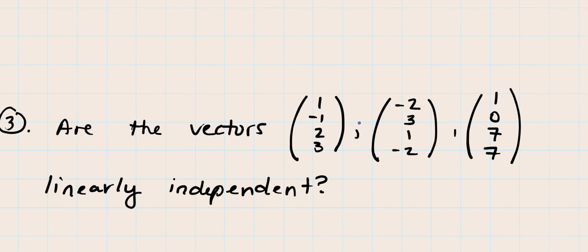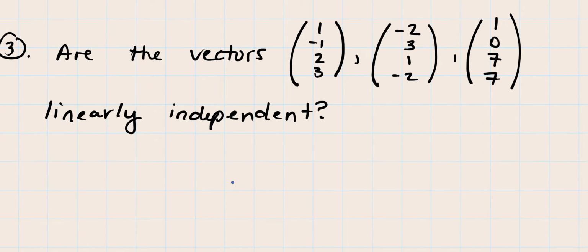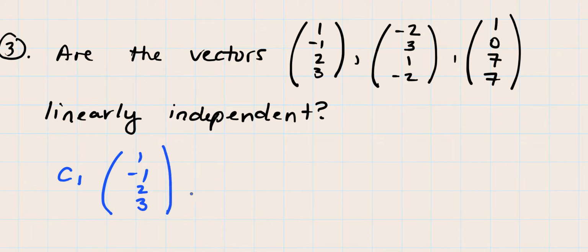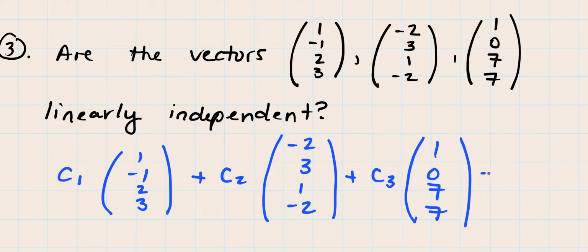Let's look at one that's a little more complicated. Are these vectors linearly independent? So what we need to do is see if there is a C1, a C2, and a C3 that when we add these vectors together, we get the 4 by 1 0 vector.